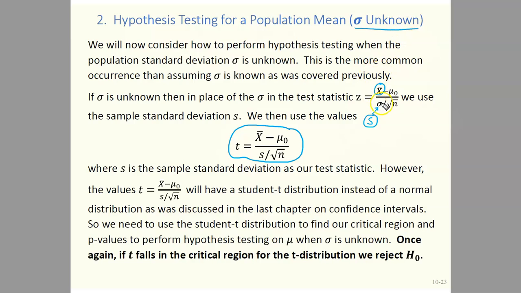So that's how things are going to change when we don't know the population standard deviation. We simply replace the sigma with our sample standard deviation, and then in place of the normal distribution, we use the student t-distribution to calculate a p-value. Now let's take a look at a summary of all this.